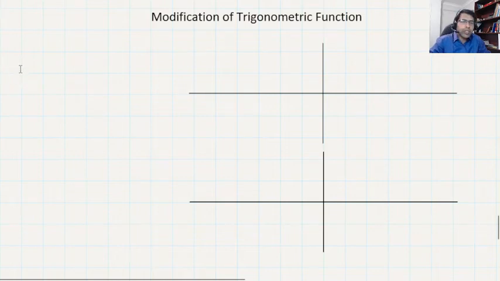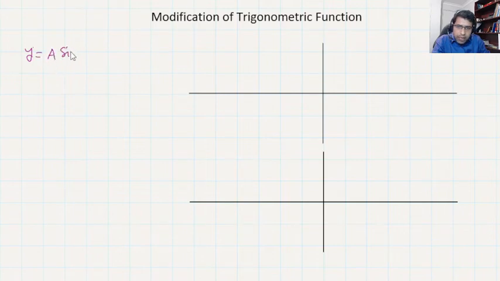Particularly, we are focusing here on sine and cosine. If we start with the general form of the sine or cosine wave, what is that? The sine wave is y equals a sine of (bx plus c), then plus d.